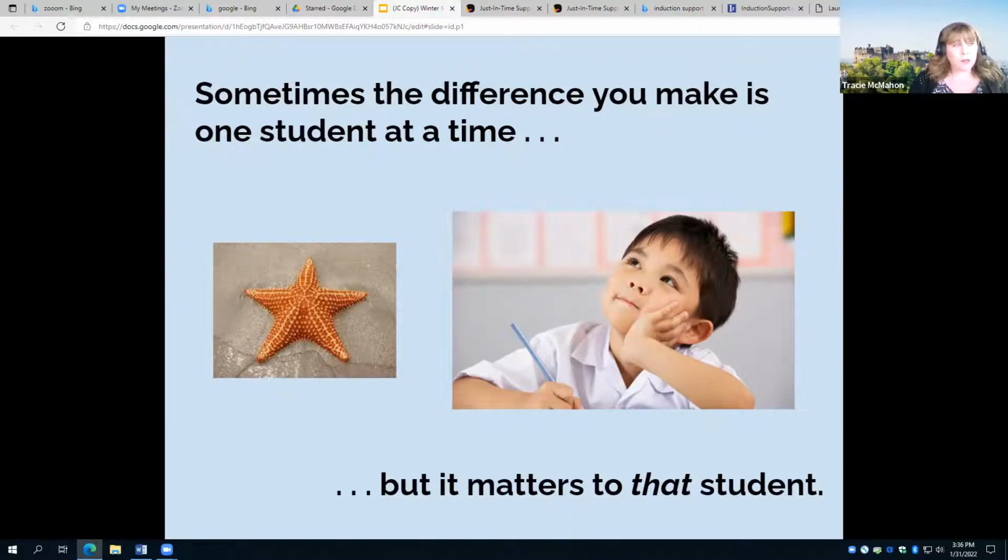And we wanted to just take a moment to tell you that we see you, your students see you, and even if it's just one student, it does matter what you're doing for that student. So thank you for all that you're all doing.